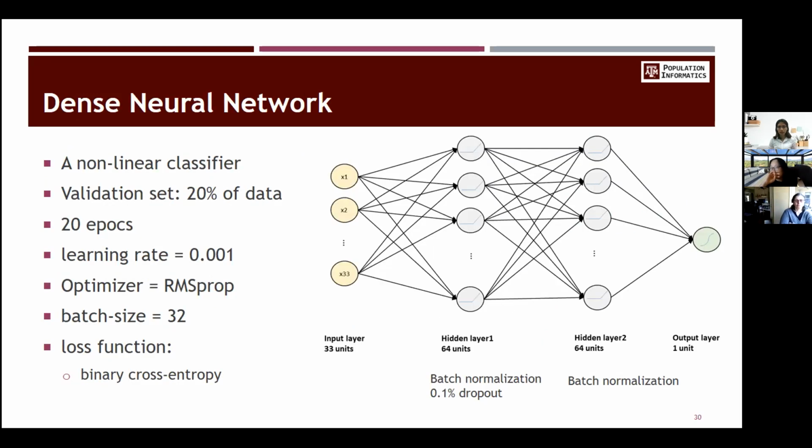Dense neural network is the next machine learning model that we use, which is a nonlinear classifier. We use 20% of data as a validation set, 20 epochs, RMSprop optimizer, and binary cross entropy loss function. As an input layer, we have 33 units, which are the 33 features that we extract from our data. Then we have 2 hidden layers with ReLU activation function, followed by 1 output layer, which is 1 unit with sigmoid function, and gives us the probability of being matched for each of the pairs.